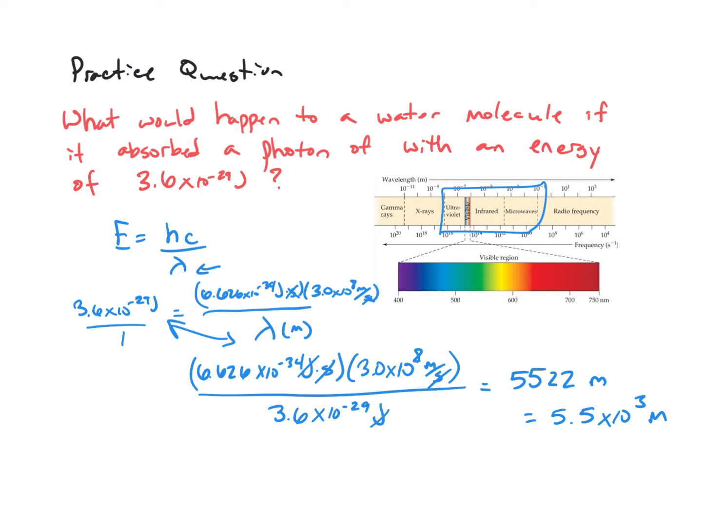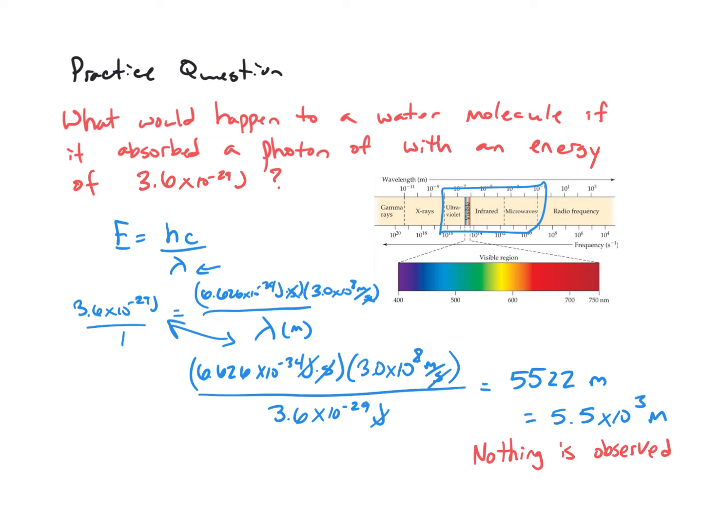Now we need to answer the question: what would happen to this water molecule? Well, since the wavelength is 5.5 times 10 to the third meters, when you look up here in the electromagnetic spectrum, anything that has a wavelength greater than 10 to the negative first is in the radio frequency. And according to what we just learned, this will have no effect on the water molecule whatsoever. If the wavelength happened to fall between 10 to the negative first and 10 to the negative third, it would be microwave. And if it was between 10 to the negative third and 10 to the negative fifth, it would be infrared. But since it's a much, much larger wavelength, this would have no effect on this molecule whatsoever.